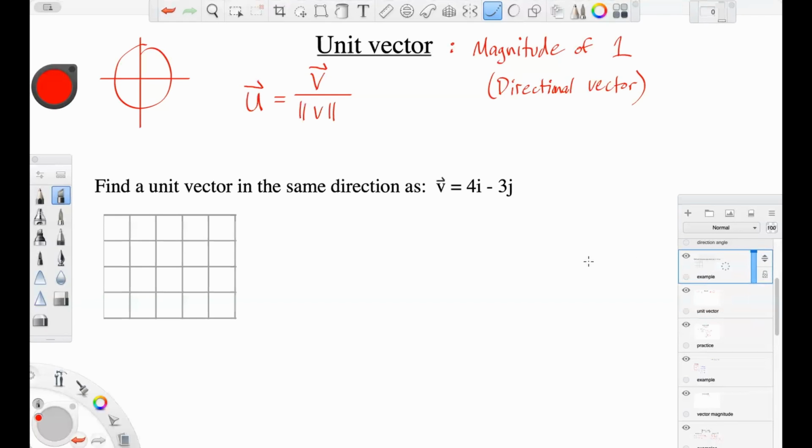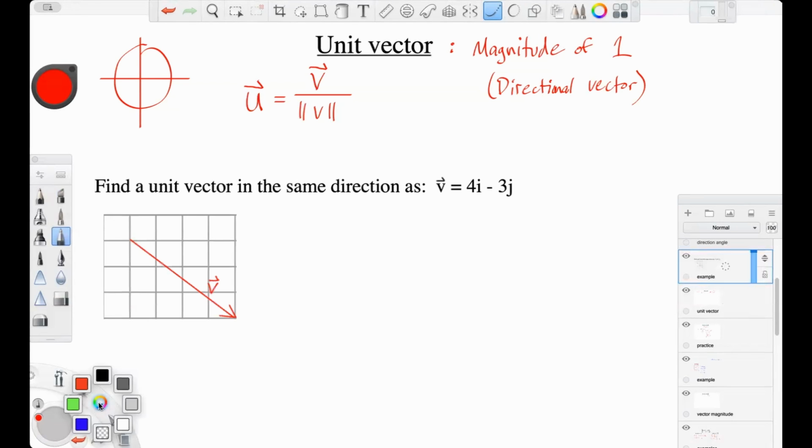So here we're given this example of vector v is 4i minus 3j, and we want to find a unit vector in the same direction as this. So first thing that I want to do is just sketch the vector, because I find it useful to have a visual. So I'm going to start right here, and I'm going to go 4i, so 4 to the right, minus 3j, so down 3, and there's my vector. So there's vector v, and I'll just go ahead and label this. This is vector v.